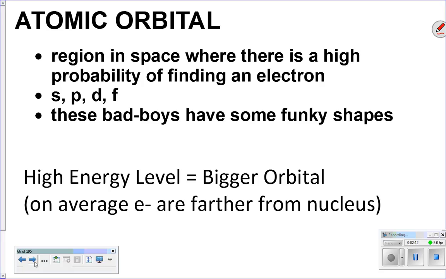So the atomic orbital, which we were just talking about, is a slightly more detailed way of looking at location within that principal energy level. We designate them by letter, S, P, D, or F, and they have some kind of weird shapes. In general, higher energy levels have more room for electrons in them, and these do tend to be further away from the nucleus.